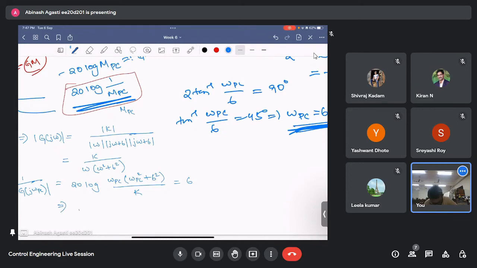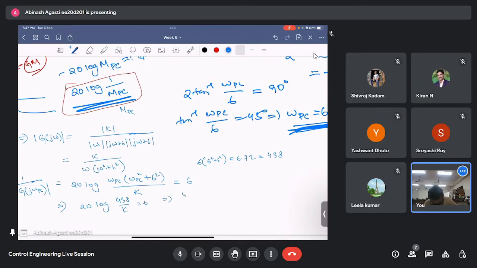Plug in 6 here: 6 into (6 square plus 6 square), that is 6 into 72. What is this value? I do not have a calculator. Can someone help me with this? 438. Tell me if I'm wrong. So 20 log of 438 by K is equal to 6.